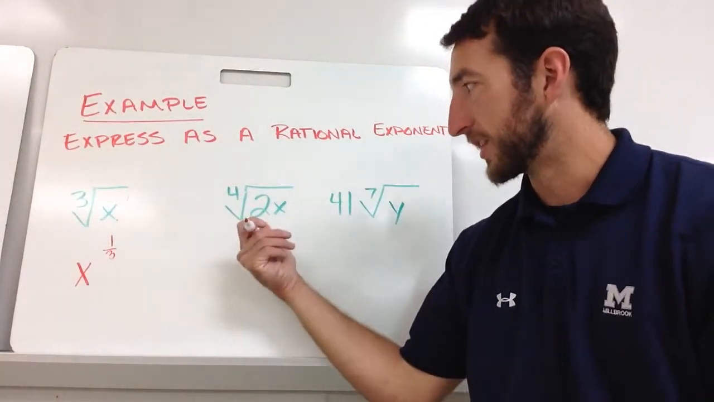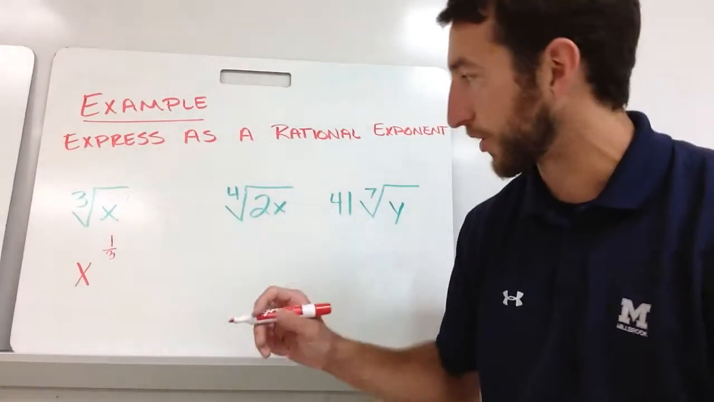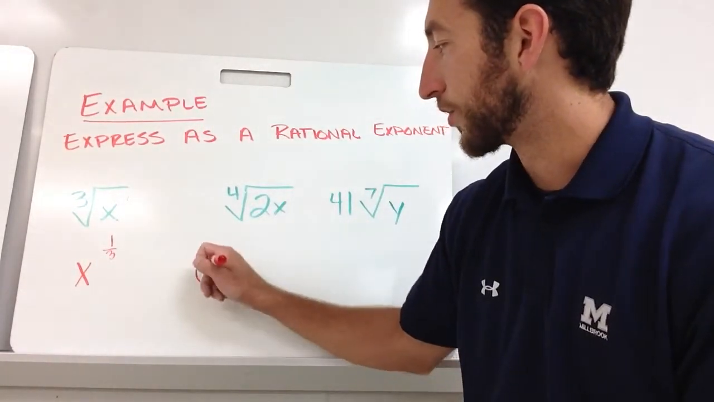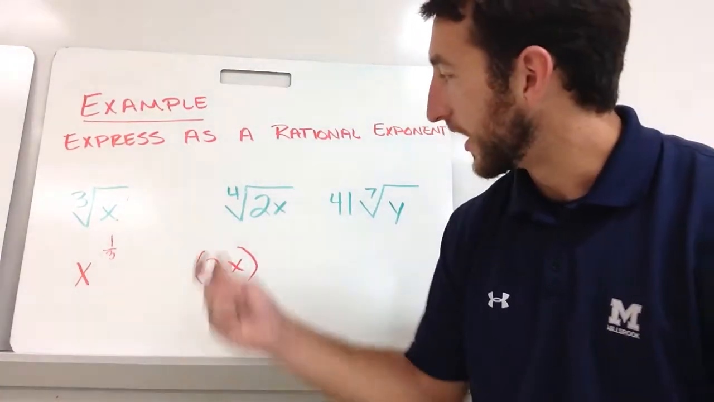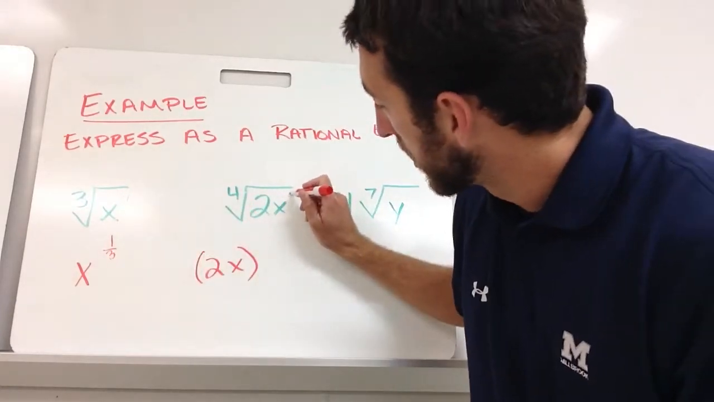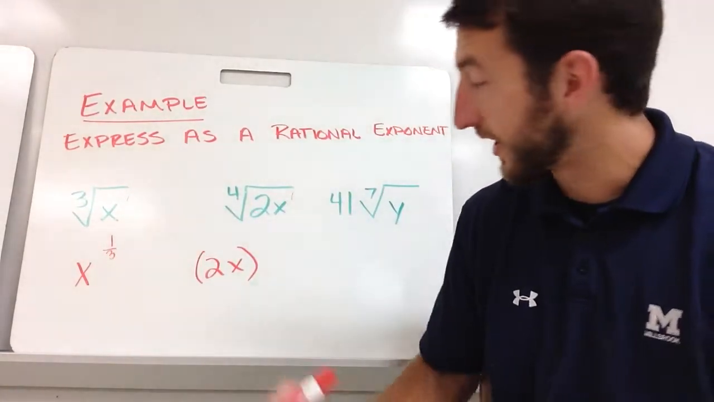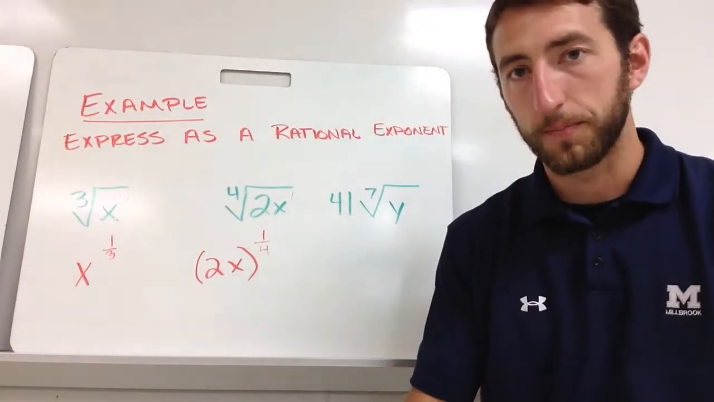Now this one's a little bit different because we've got two numbers that are multiplied together. They're underneath the radical, so that means we want to group them together. In order to group things together in math, we use parentheses. And then my index is 4. Same thing here: my exponent is 1 for that group, so we're going to the 1/4 power.